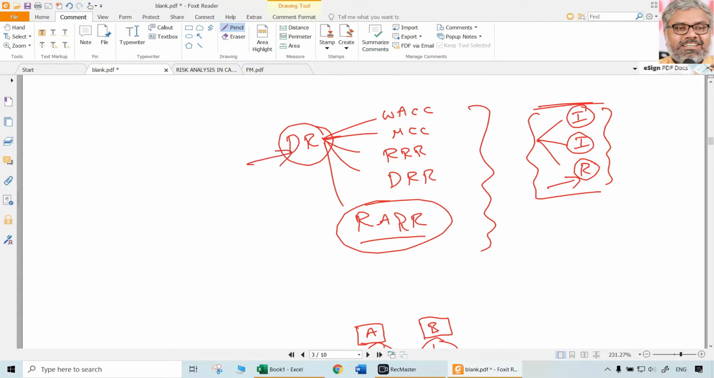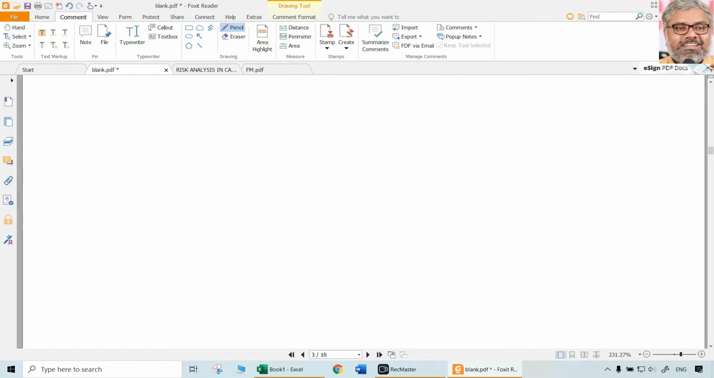So the discount rate we are going to use can be adjusted for risk. That is a simple technique called risk adjusted discount rate. So the adjustment of risk can be done to the discount rate itself.